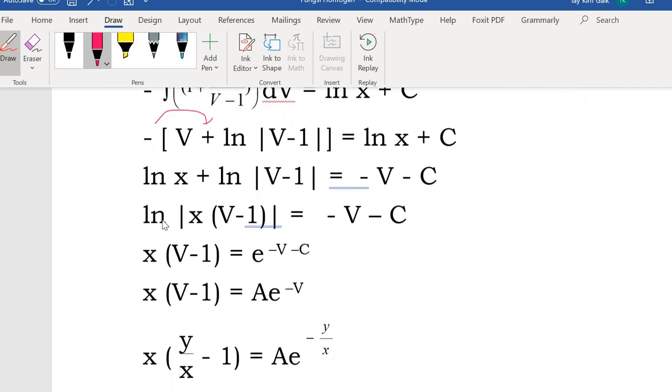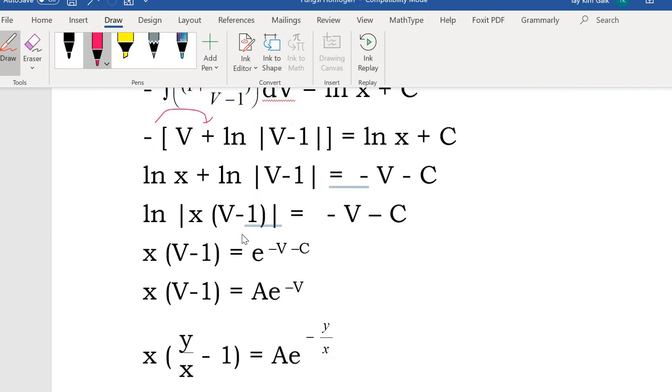To eliminate the ln, remember ln is log base e, hence x times v minus 1 equals the exponent of negative v minus c. You can break it into exponent negative v multiplied by exponent negative c, where this is a multiplier. Exponent negative v times exponent negative c, when you combine, becomes exponent negative v minus c. Exponent negative c is a constant. Let's replace it as a.